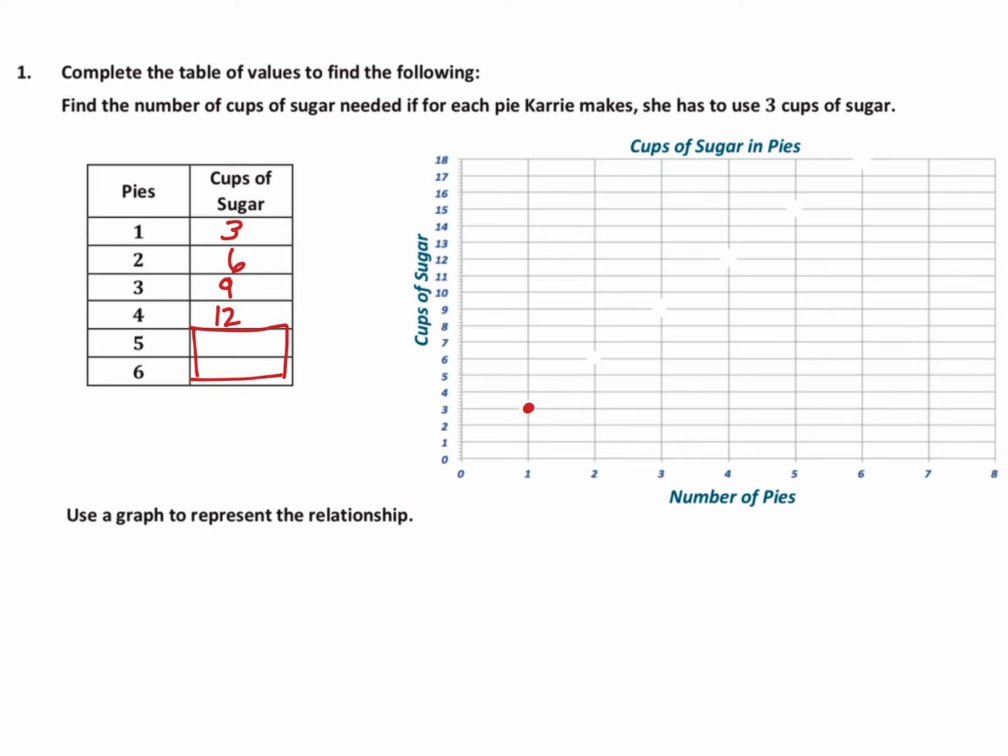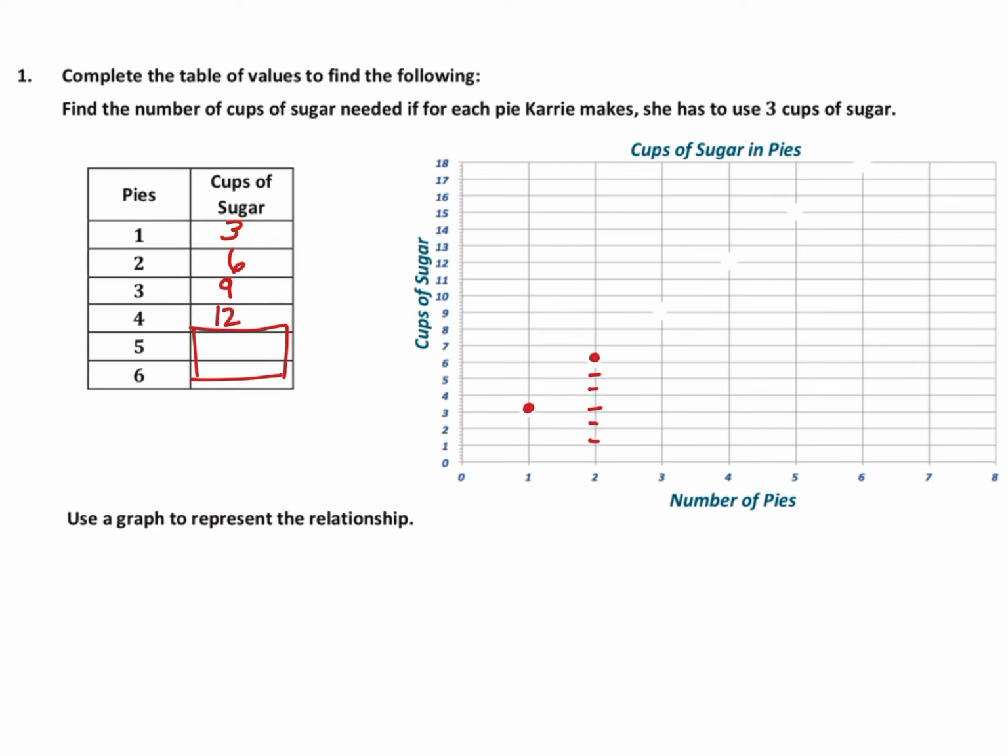Then we're going to go over to 2 for 2 pies, and we're going to count up 6 spots for the 6 cups. 1, 2, 3, 4, 5, 6. And we're going to put our point there.